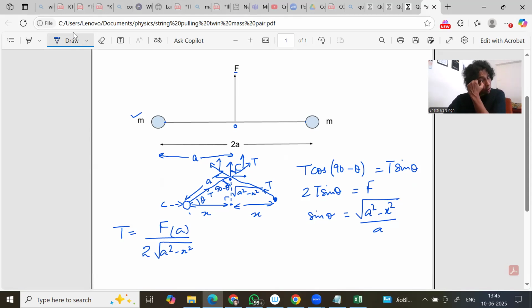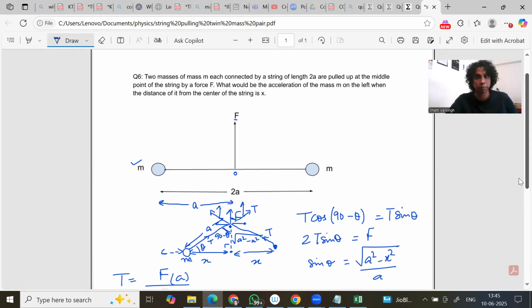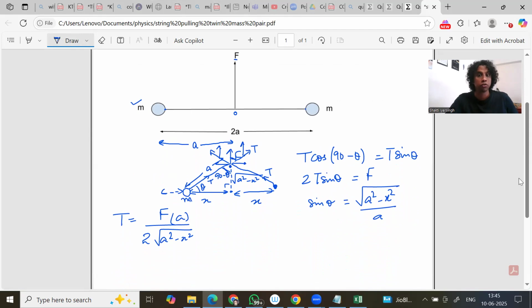Now let's see what is the force pulling this mass m in the horizontal direction, because we are asked what is the horizontal acceleration of this mass. It's constrained to move horizontally. So the horizontal acceleration of this mass is going to be determined by the horizontal component of this tension. This component. The horizontal component of this tension is T cosine theta, and cosine theta is x upon a, right? So T is Fa upon 2 root a square minus x squared, times cosine theta, which is x upon a.